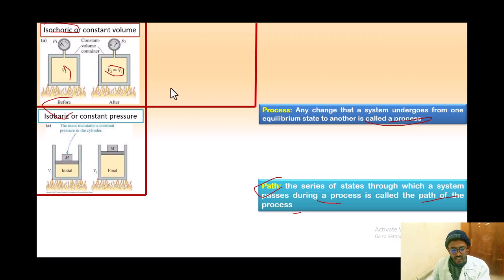And the second one is isobaric, or constant pressure. Here the mass maintains a constant pressure in the cylinder before and after, so we can say there is a constant pressure, but still the volume varies, V initial and V final. As you can see here, V final is greater than V initial, but still there is constant pressure. We call it isobaric.